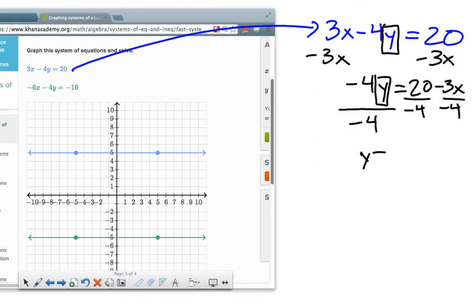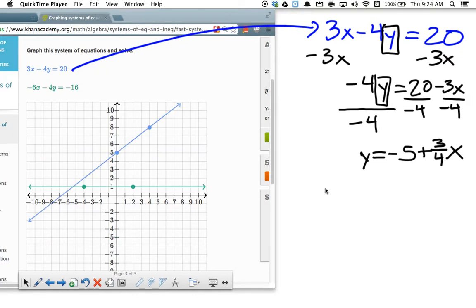And so I get y is equal to 20 divided by negative 4 is negative 5. Negative divided by a negative is going to make the next thing a positive. And I'm just going to write the fraction 3/4. Sometimes you have to reduce that fraction, but it's helpful to have a fraction when you graph for the following reason. So now, all right, I've solved and gotten y equals negative 5 plus 3/4 x.